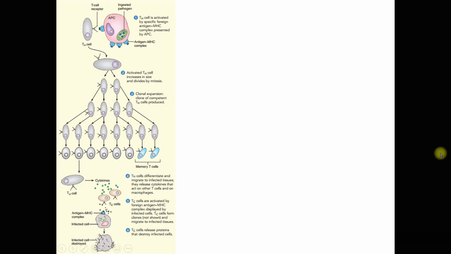Alright, so please take note, like what I mentioned earlier, there are two things here: activation of the helper T cells and activation of the cytotoxic T cells. And as I mentioned earlier again, the cytotoxic T cells can be activated either by receiving interleukin 2 from the activated helper T cell or by binding with the antigen class 1 MHC complex on the infected cells. Okay, so now let's go from the top here.